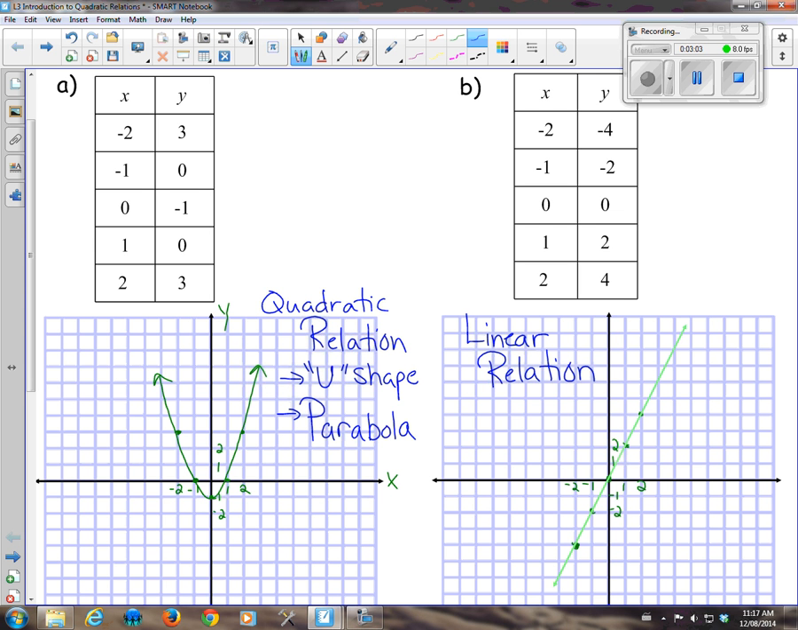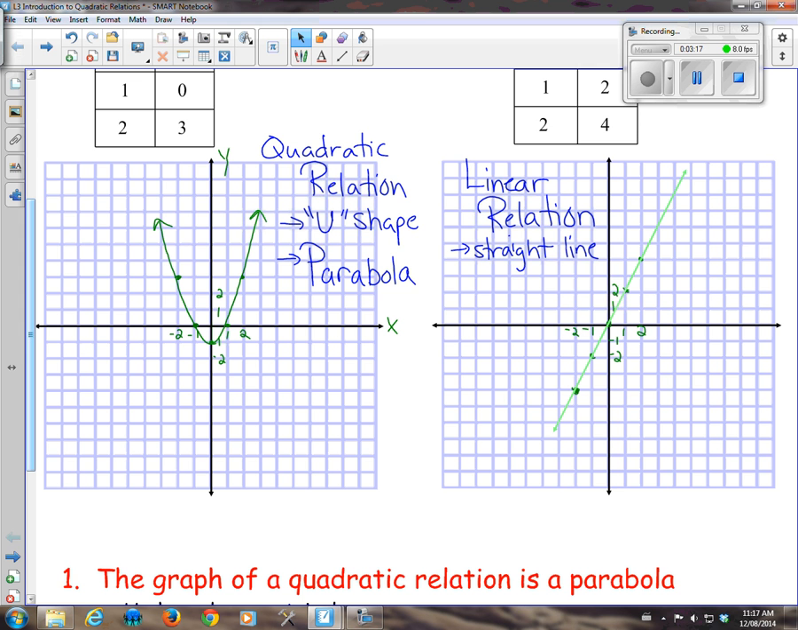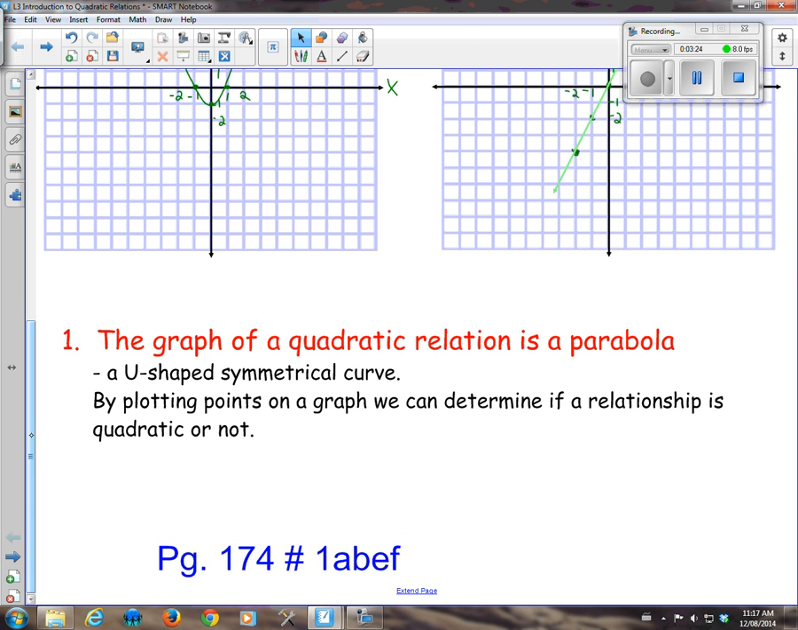So linear relation, straight line, and a quadratic relation has a parabola. Easy peasy. So you can tell a quadratic relation by the shape of its graph. It will be U-shaped. So number one, the graph of a quadratic relation is a parabola, a U-shaped symmetrical curve. If you wish, you can stop and do page 174.